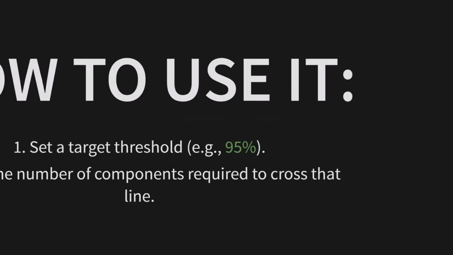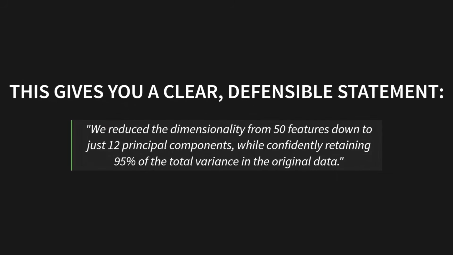This gives you a clear, defensible statement for your project. You can say something like this. We reduced the dimensionality from 50 features down to just 12 principal components, while confidently retaining 95% of the total variance in the original data. See how powerful that is? Massive simplification, minimal information loss.